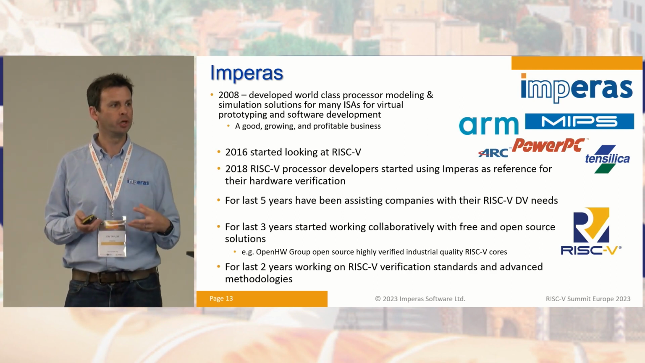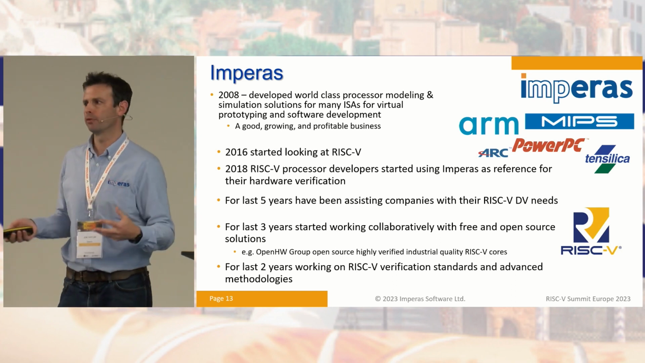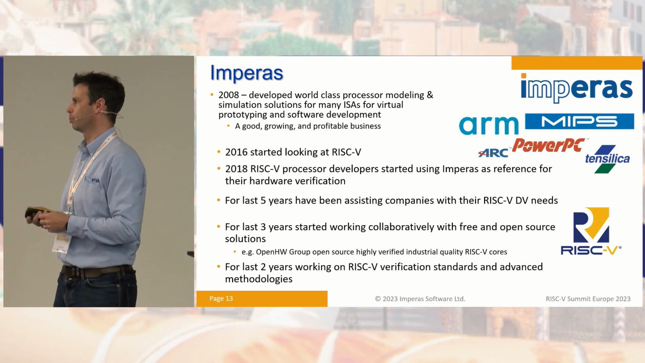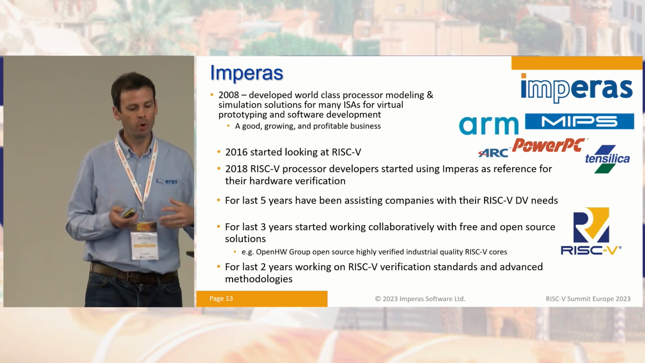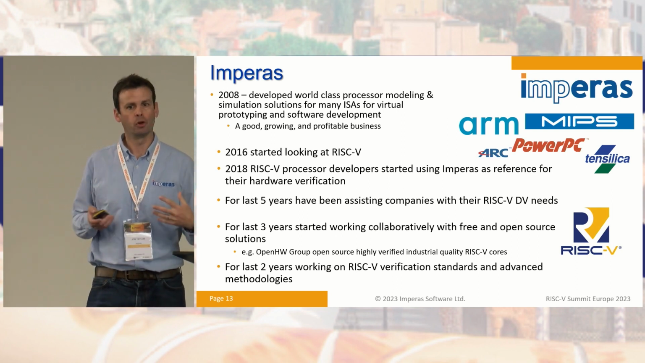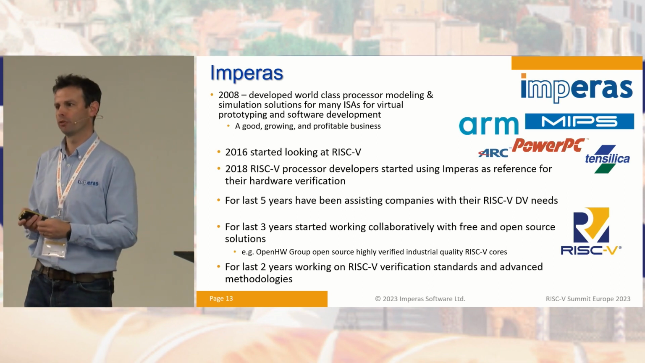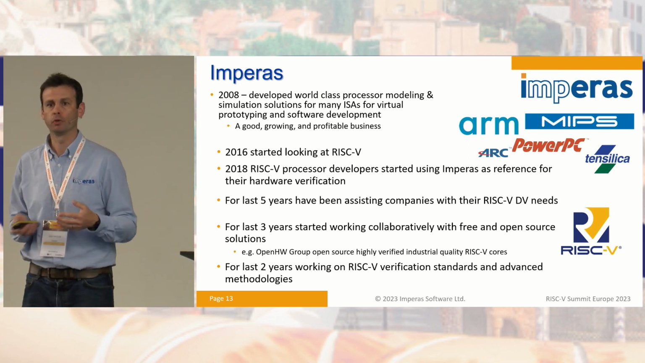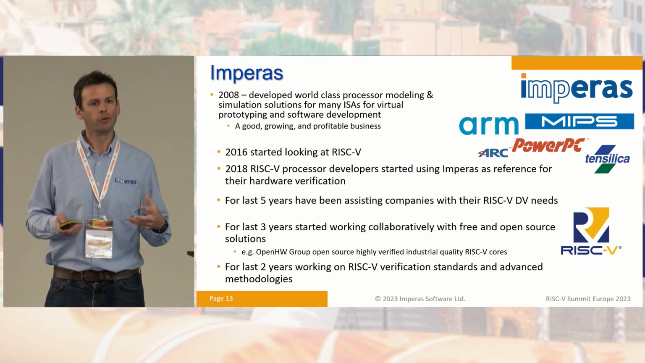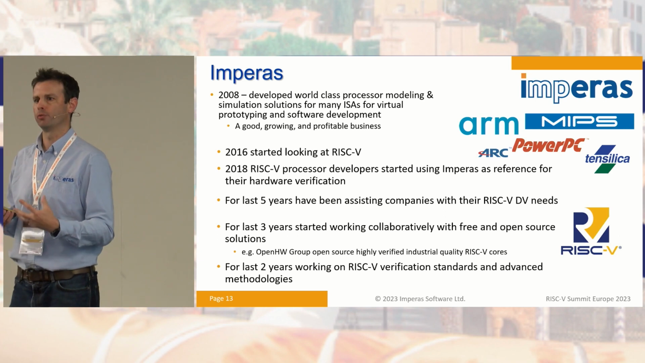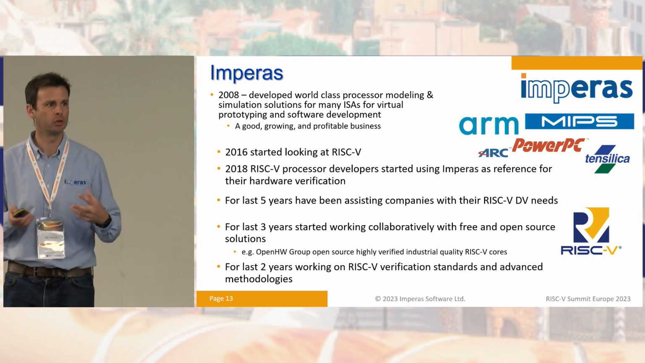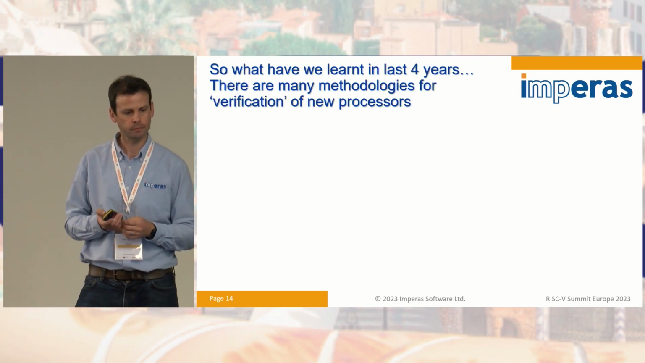And we've started working with Open Hardware Group and other members of that org. You heard from Rick just before the break about the great work Open Hardware are doing. And we've been developing methodologies to improve the verification of RISC-V CPUs in the open source world. So as Rick said, it's open source, you can download the cores, but it's using industrial rigor and industrial methodology so you can be confident of the quality.